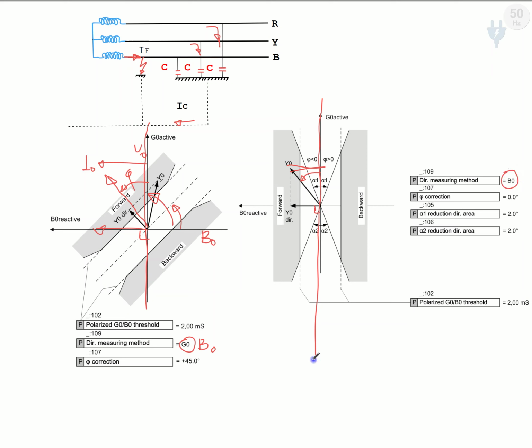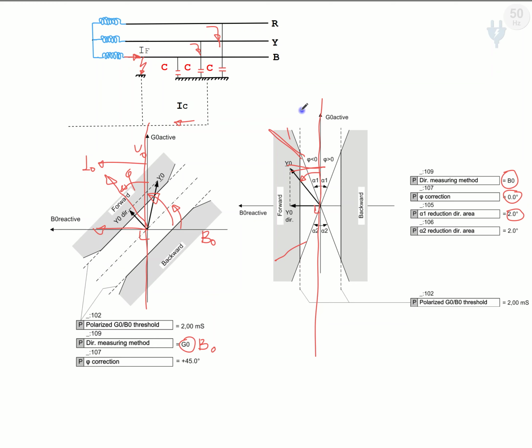This is our symmetrical axis initially. We have not tilted it, so the phi correction we set to 0. And alpha 1 and alpha 2 are the direction detection area angles, which initially are 2 degrees, but if we want this area to be less sensitive and closer, so that pickup occurs in a small area and not in these areas, we can increase alpha 1 and alpha 2.